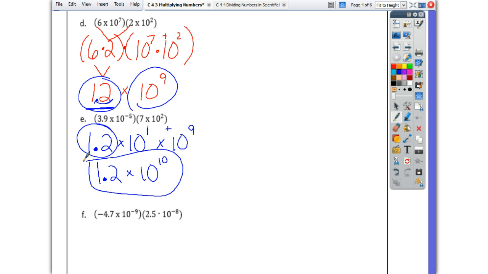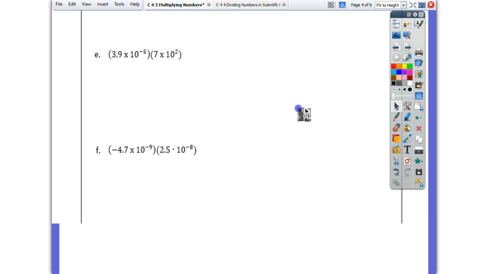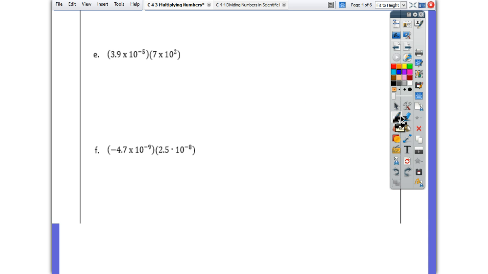So before you go circling your answer thinking you're all hot shots and you're done, make sure that your final answer, this number, is greater than or equal to 1 but less than 10. All right, with that knowledge, let's do letter E. I'm going to slide my board up. Letter E. With that knowledge, do the same thing, but make sure your final answer's in scientific notation form. Hold up your answer for the sub to see if you got the right answer or not.